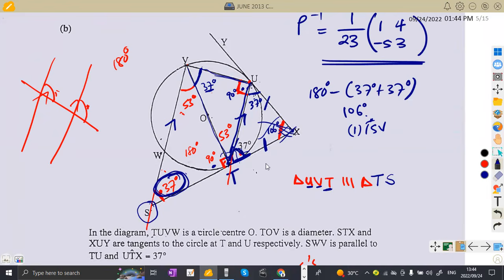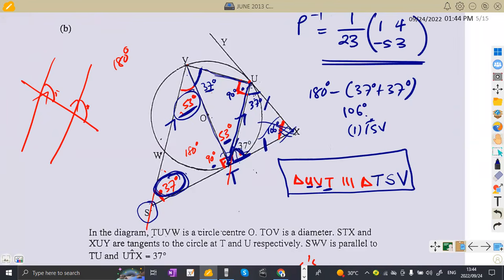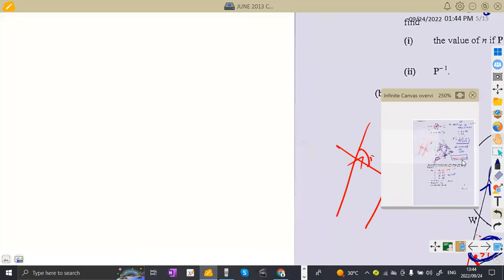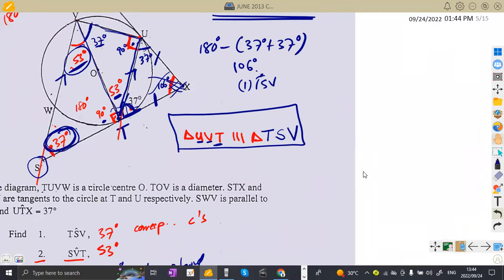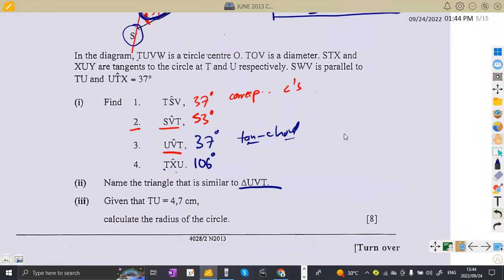Then you move on to T. The T from this triangle UVT is this 53 degrees. This 53 degrees is equal to the 53 degrees at V from this triangle here. So this triangle is going to be called TSV. That is the similar triangle to the triangle UVT that we're given. So that is how you simply work out this part.